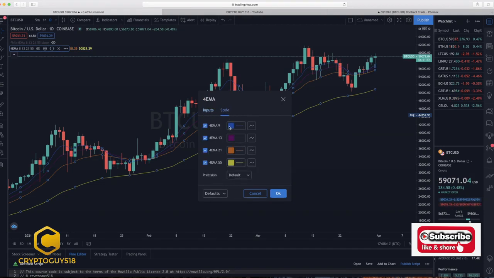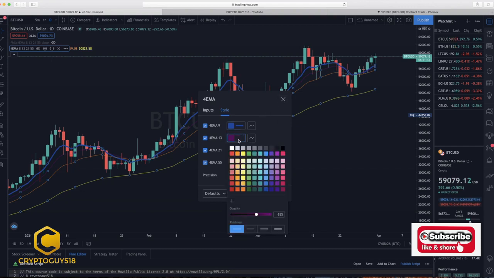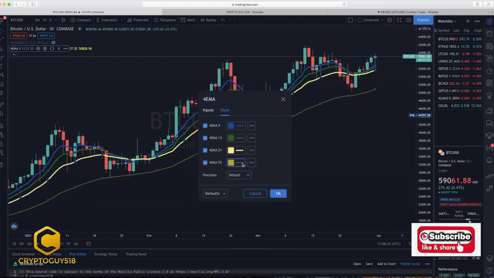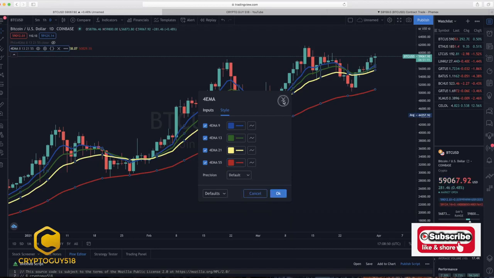Then we come over to style. We're going to want blue as the first one, bring the opacity all the way up, and set the line thickness to the max. This one we want green, again opacity all the way up, thickness to the max. This guy's going to be yellow, again opacity up, thickest line. This one's going to be red, opacity up, thickest line. Okay, so now we've got that.